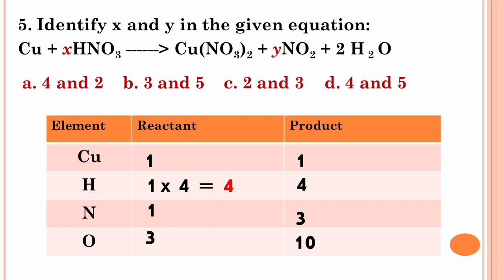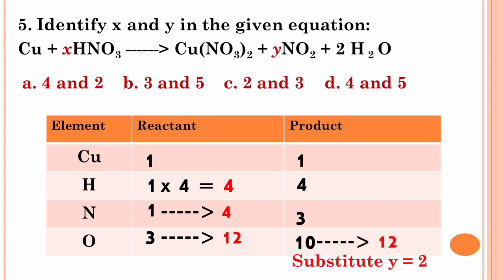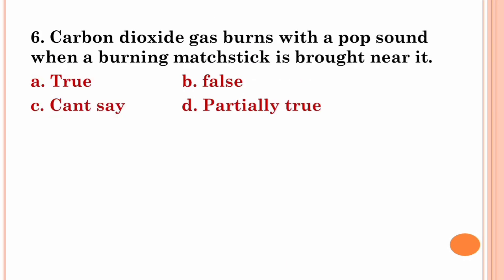If we put X as 4, that means the number of nitrogen atoms changes from 1 to 4 and the number of oxygen atoms changes from 3 to 12. So in order to balance the product side, put the value 2 for Y and check whether nitrogen and oxygen are getting balanced. When we substitute 2 as the value of Y, we can understand that the number of oxygen atoms changes to 12, which is getting balanced. At the same time, the number of nitrogen atoms is also increased to 4 from 3. So that means the equation is completely balanced, and hence option A, 4 and 2, is the correct option for this question.